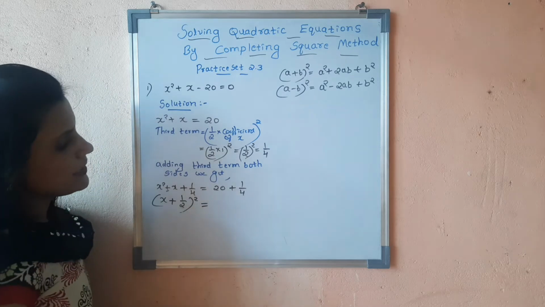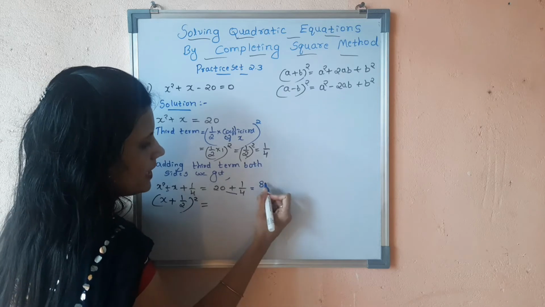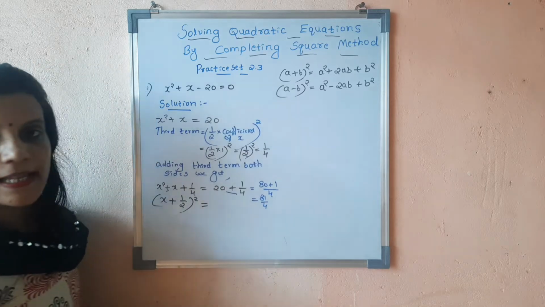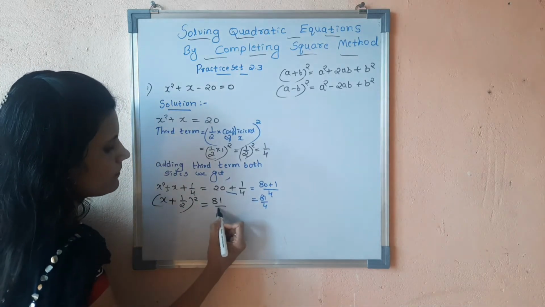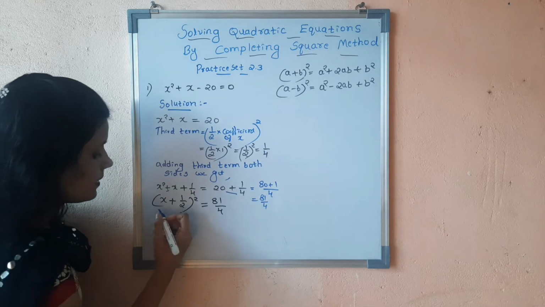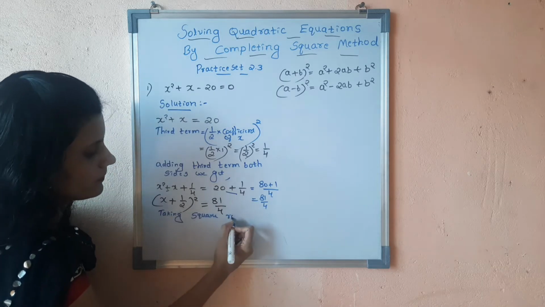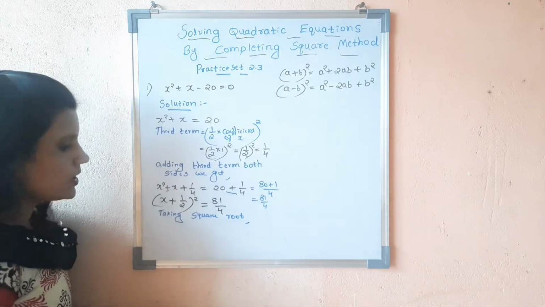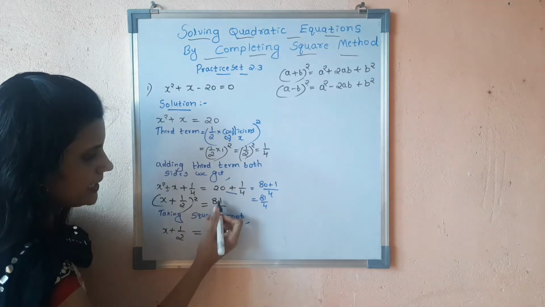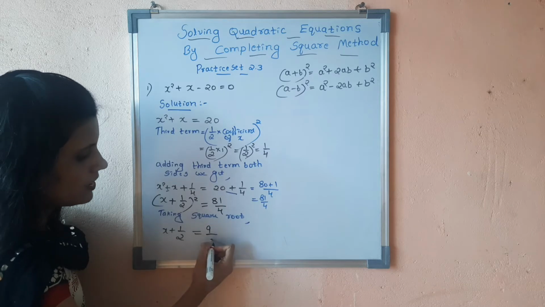After that, here you can see, you should equalize the denominator. I will solve here. 4 twenties are 80 plus 1, you will get 81 upon 4. Directly I will write that here, 81 upon 4. Now what is next? You should take the square root. Taking square root, once you take the square root, what is remaining? x plus half, since you have taken the square root, the square will go out. The square root of 81 is 9, then the square root of 4 will be 2.